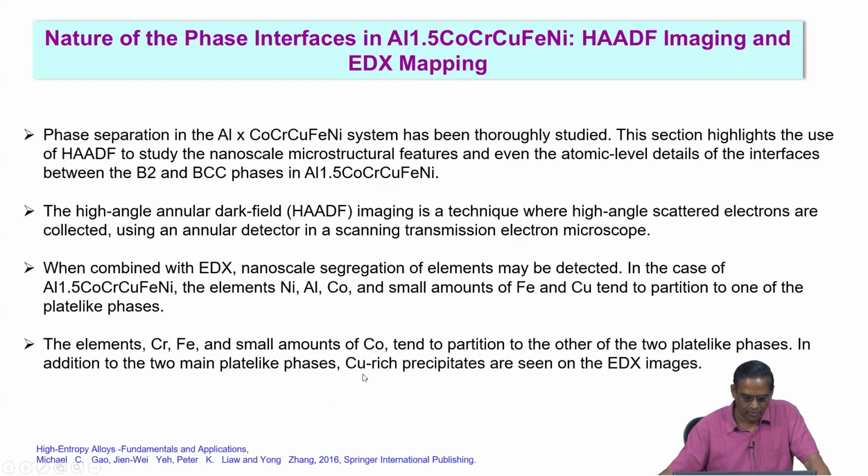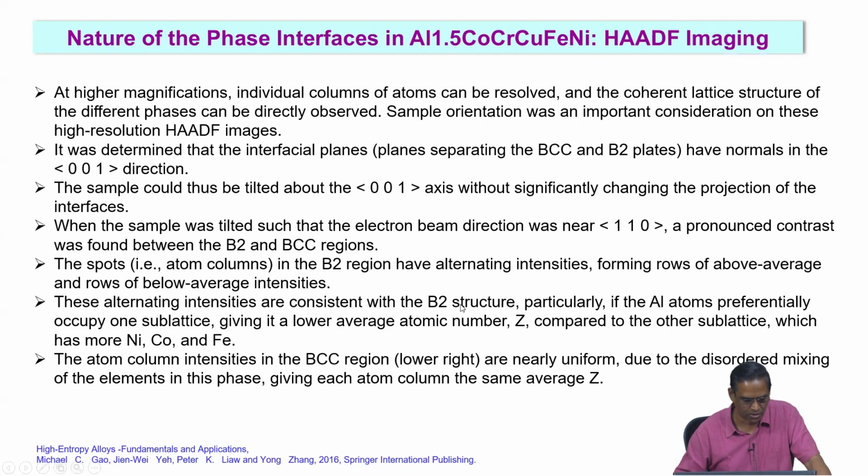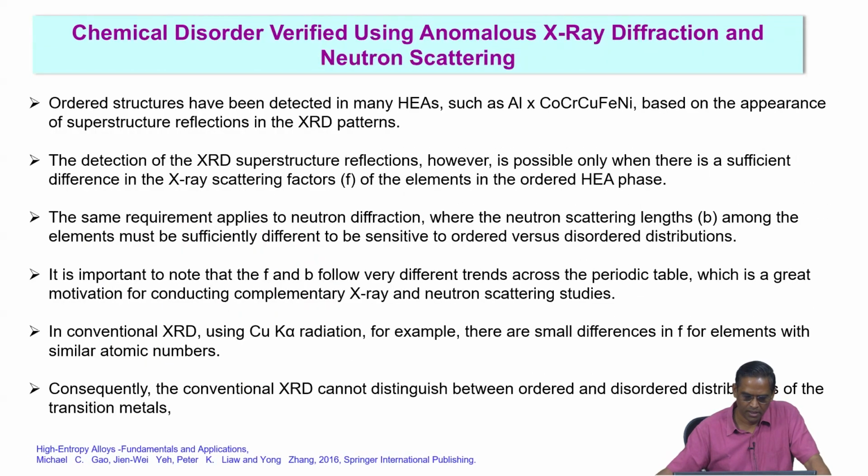In addition, they have copper-rich plates also seen in this particular image. This I have already described about this high resolution images. Now, we will go to another case study, very interesting: chemical disorder verified using anomalous X-ray diffraction and neutron scattering. This is quite new, not the conventional characterization techniques that we normally use.